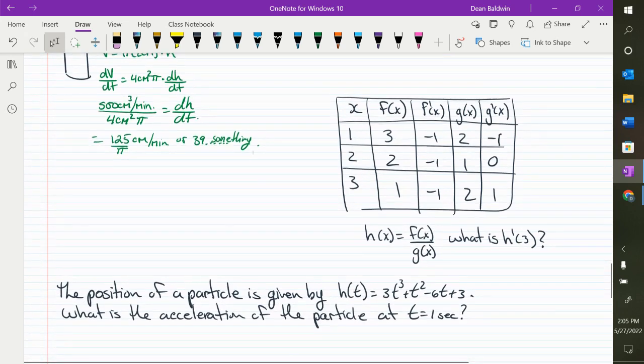Here is a table of information. If h of x is f of x over g of x, I'm asking for h prime of 3. And I'm telling you the position function of a particle is given by this. I want to know the acceleration of said particle at t is equal to 1. Go.